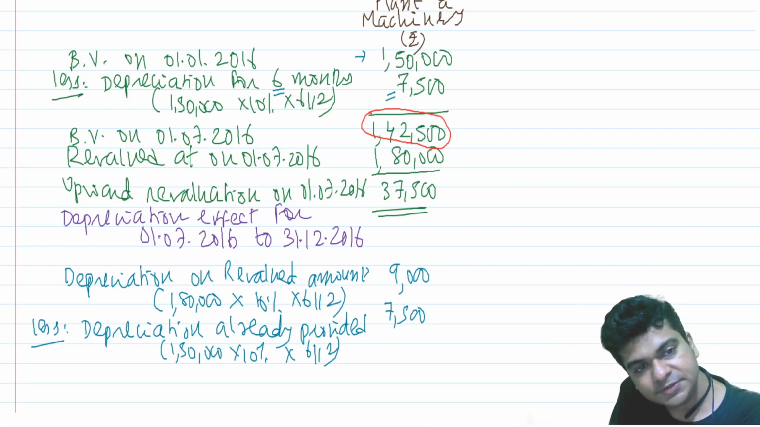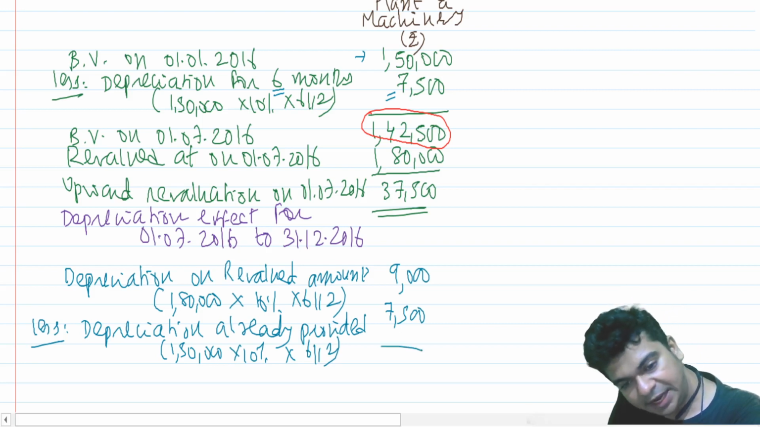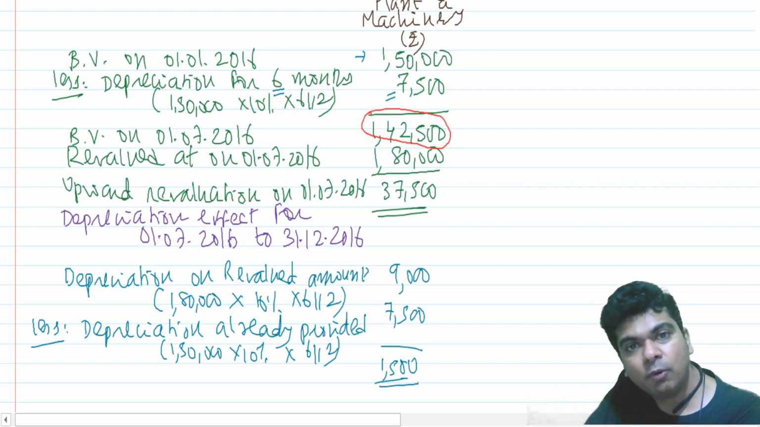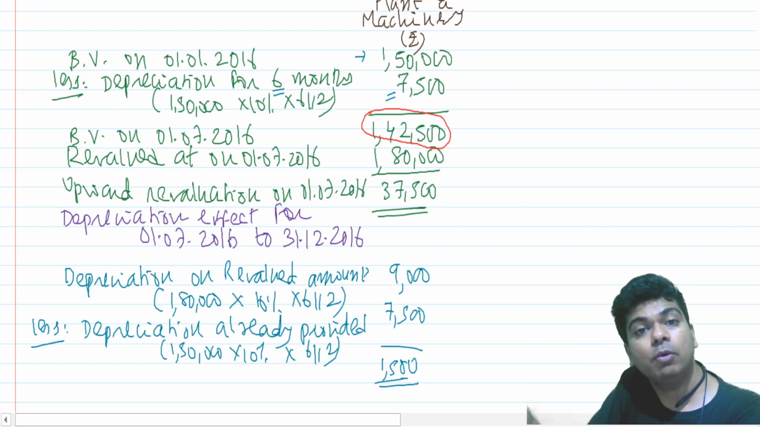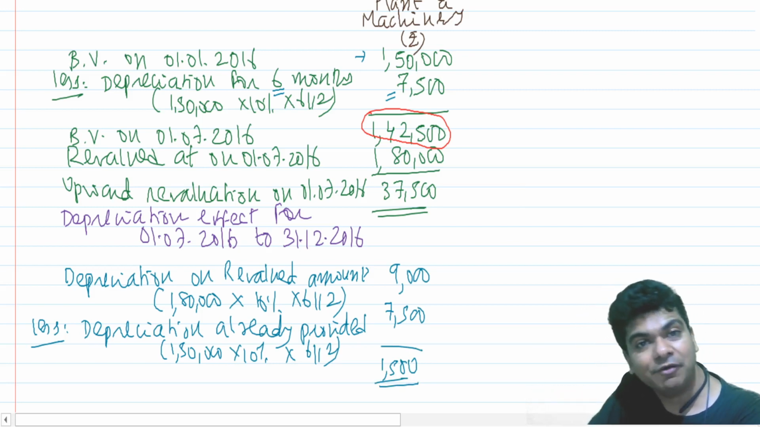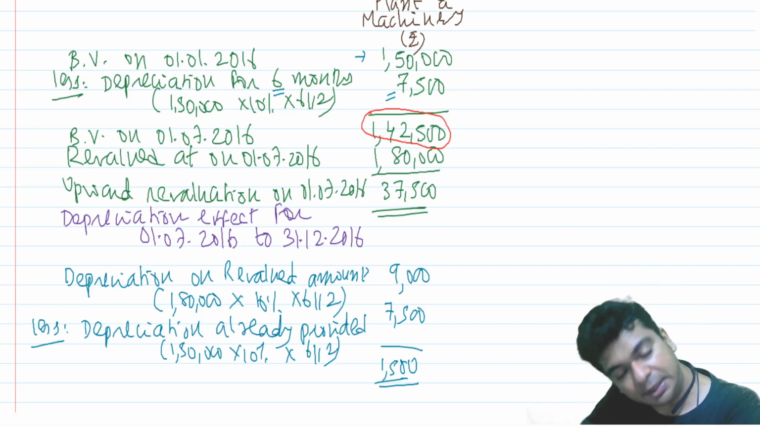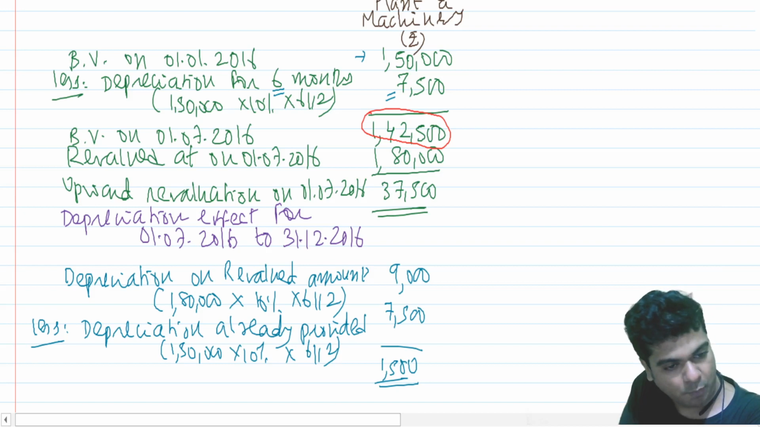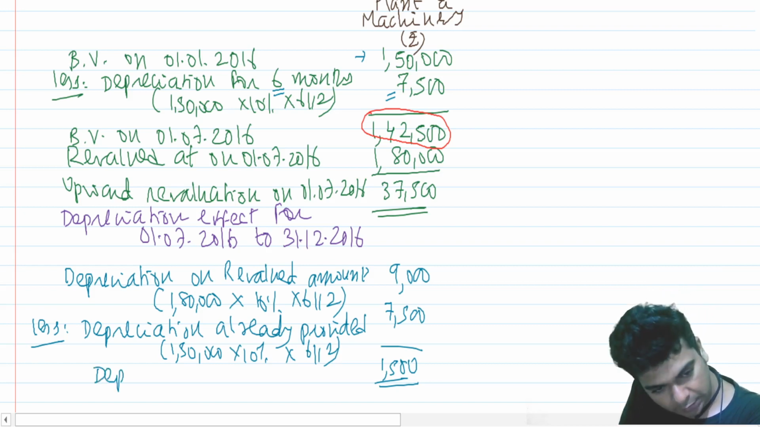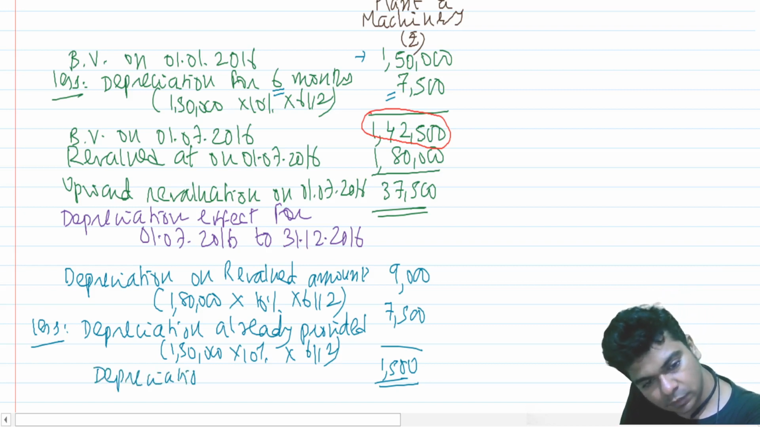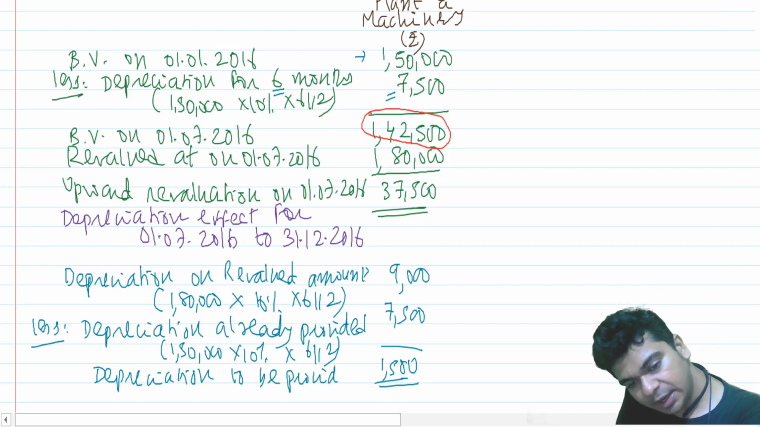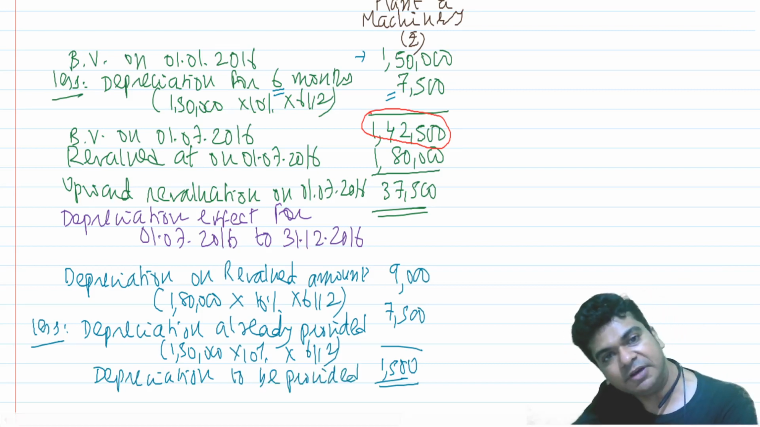So based on this, we are getting 1,500. You should have provided 9,000, but you have provided only 7,500. So additional depreciation of 1,500 is to be provided. I need to make a provision of 1,500 of depreciation.